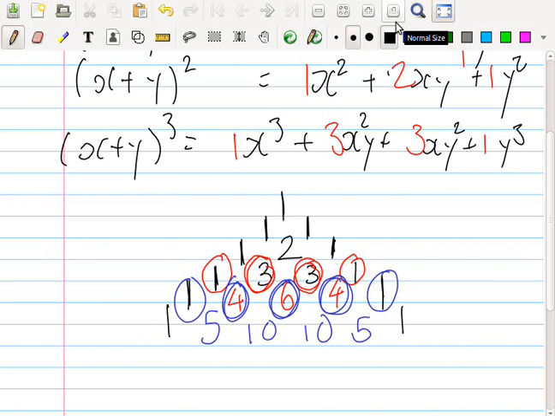Yes? Next row, I first would need 1 and 1 at the ends. Okay, what number goes here? 6, 15, 20, 15, 6. Yep. Okay, that's great, but how do we actually use this to help us? So we'll look at a problem now.